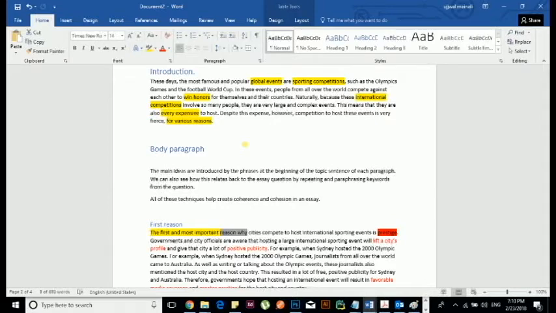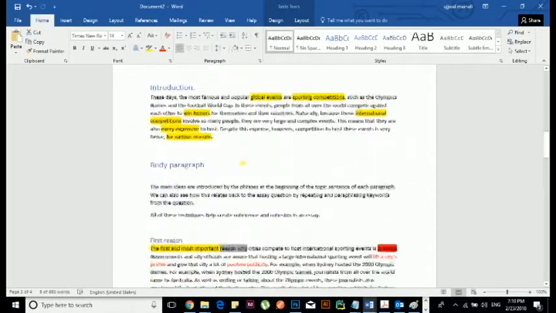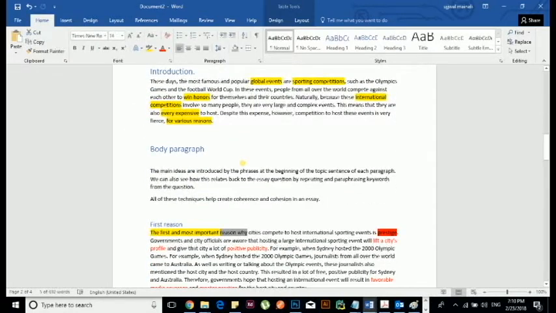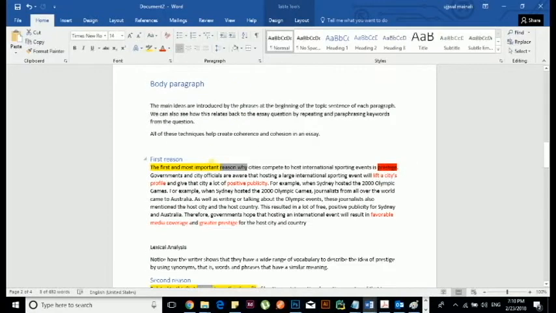The body paragraph includes your statements, your reasoning, your supporting ideas and your understanding of your viewpoints, so your knowledge of how well you understand the question being asked and how well you can explain and be precise and concise and prove your standpoint. So let's see the first reason.